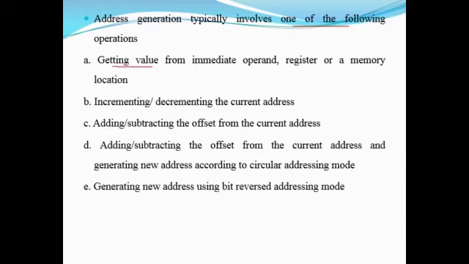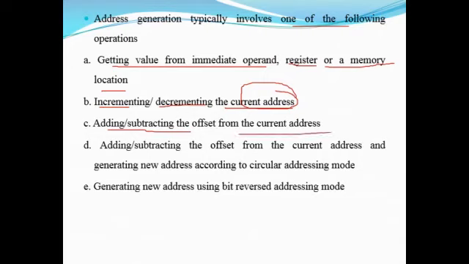One is getting a value from the immediate operand, a register or a memory location. Then incrementing or decrementing is also done by the address generation unit, so the current address is either incremented or decremented. Then adding or subtracting the offset from the current address, and generating a new address according to circular addressing mode, which is a special addressing mode that we use. Then generating a new address using bit reverse addressing mode.